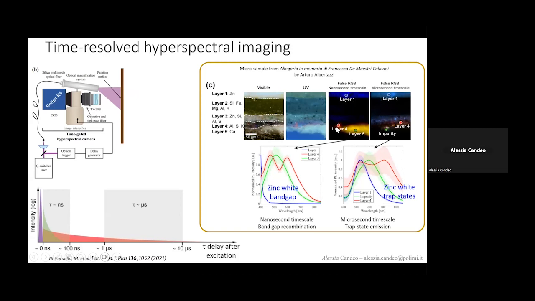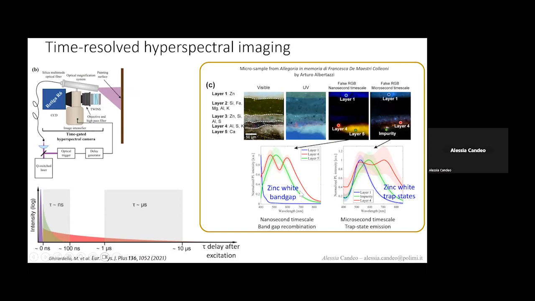Specifically, if we look at the nanosecond time scale, these are the spectra that were retrieved, we can see in blue that there is not much emission from this layer 1 between 400 and 900 nanometers. But then when we move to the microsecond time scale, we see that layer 1 has a very clear emission peaked at 530 nanometers, which is the typical emission in the microsecond time range of zinc white.